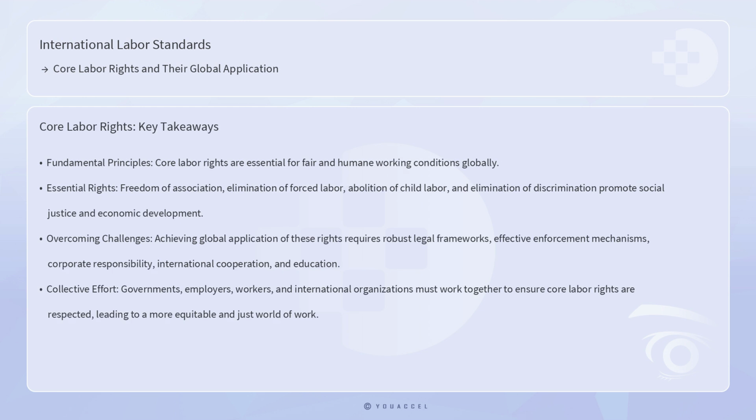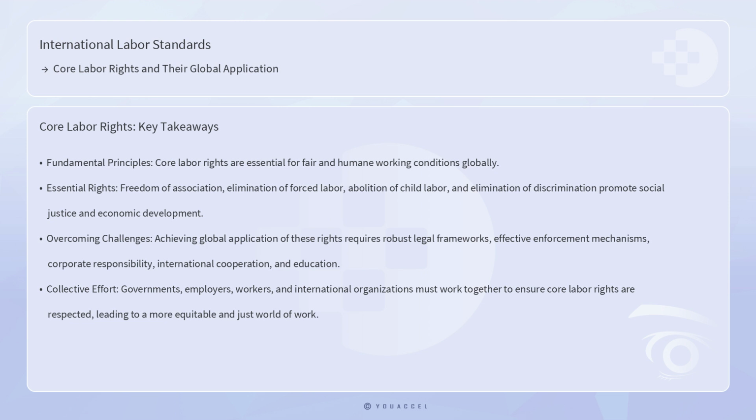In conclusion, core labor rights are fundamental principles that underpin fair and humane working conditions globally. The right to freedom of association and collective bargaining, the elimination of forced labor, the abolition of child labor, and the elimination of discrimination are essential for promoting social justice and economic development.